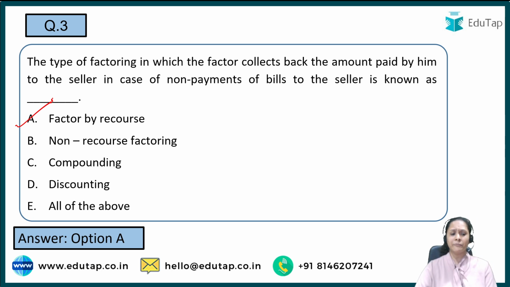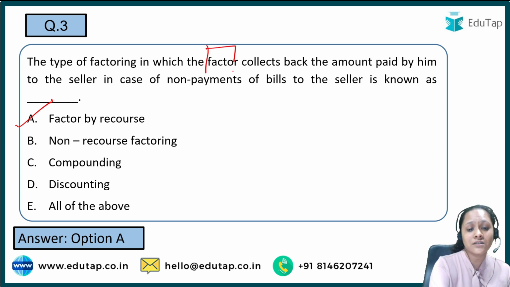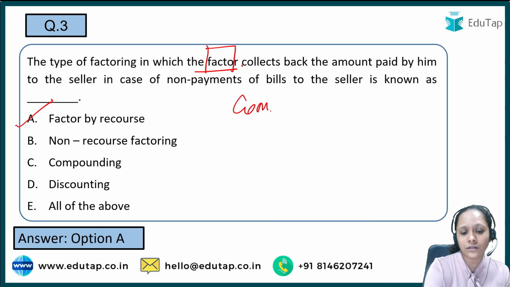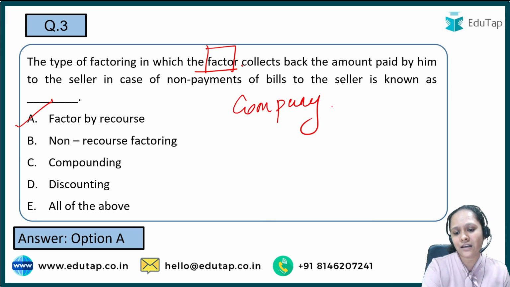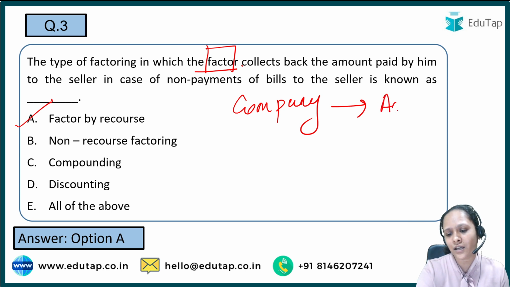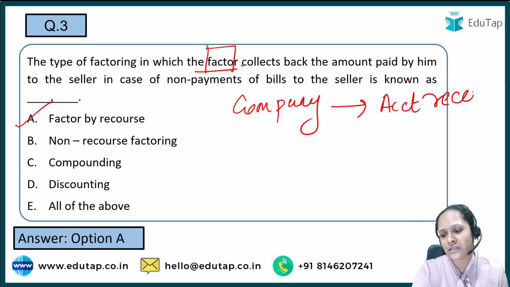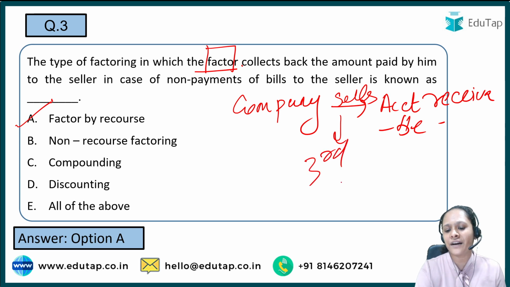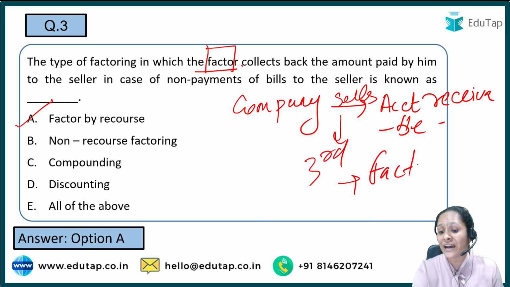Now, before jumping into understanding what is factor by recourse, let us understand what is the process of factoring. See, factoring is nothing but when a company sells its accounts receivables, ठीक है, accounts receivables or the invoice to a third party. ये क्या कर रहा है, company sell करती है to a third party which is known as a factor.